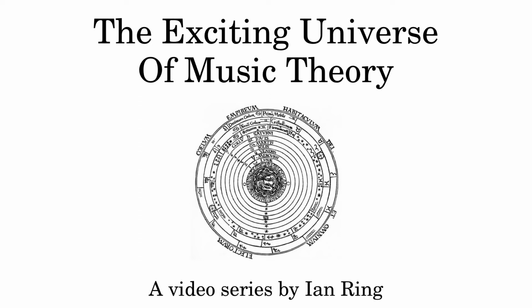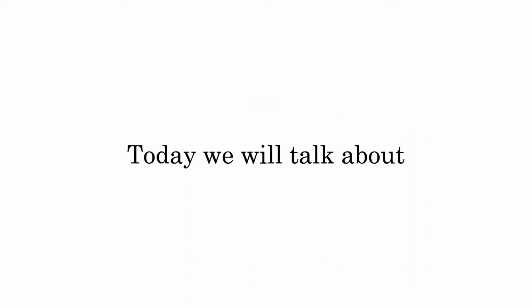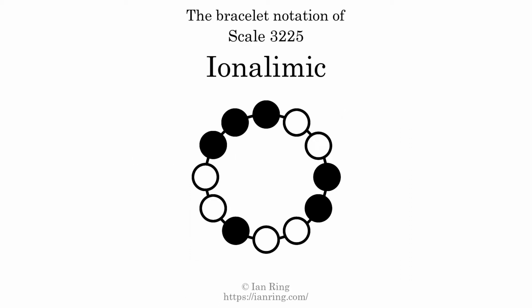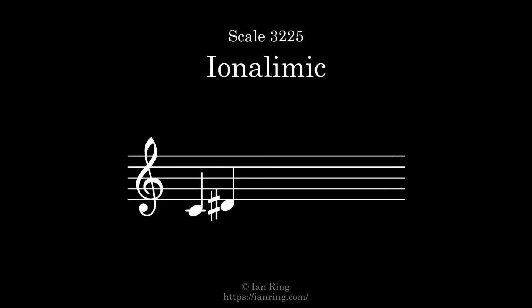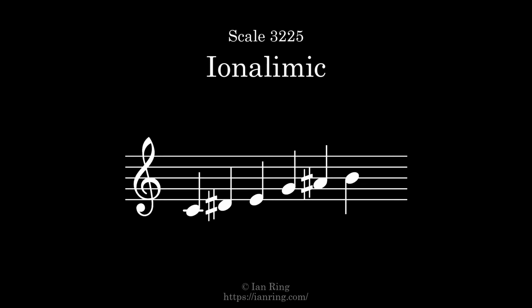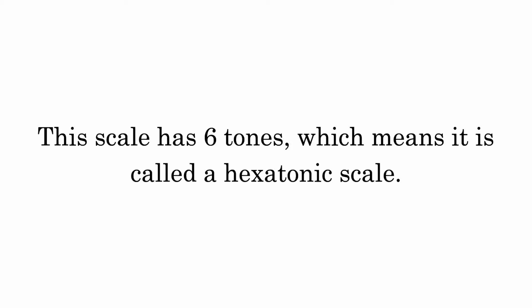Welcome to the exciting universe of music theory. Are you ready to learn? Then let's begin. Today we will talk about scale 3225, Ionalimic, which sounds like this. This scale has 6 tones, which means it is called a hexatonic scale.